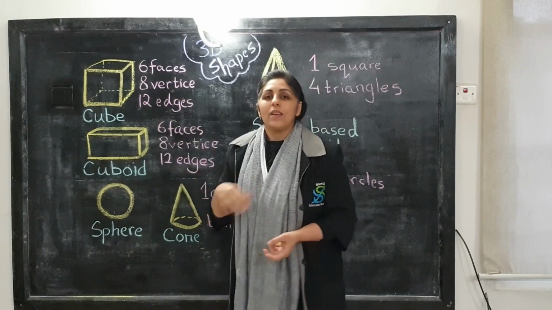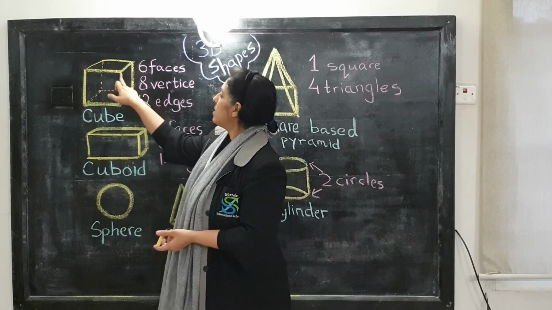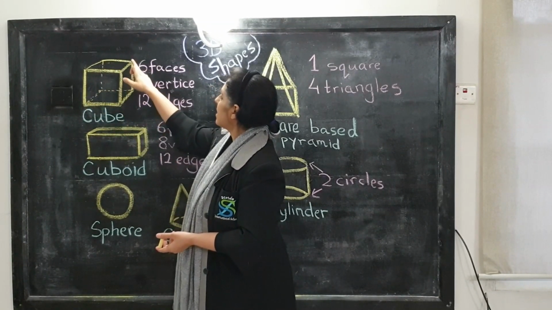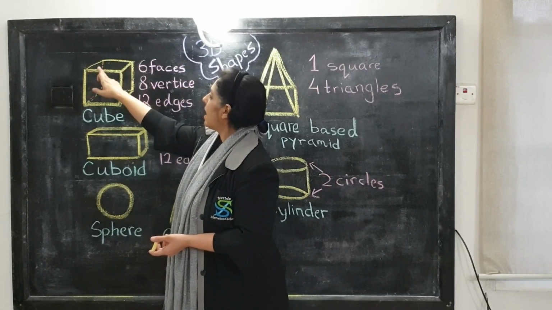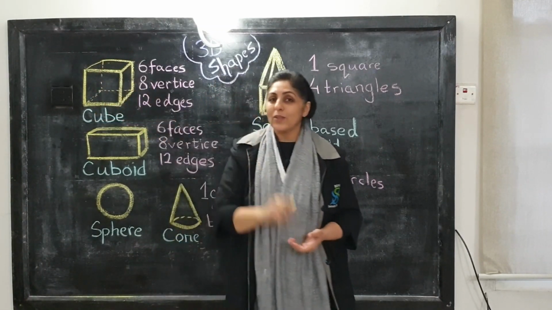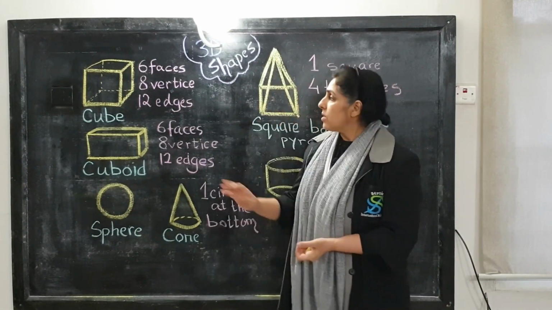12 edges. Edges means sides. So let's count the sides. 1, 2, 3, 4, 5, 6, 7, 8, 9, 10, 11, 12. There you go. 12 edges meaning 12 sides. So this is a cube.